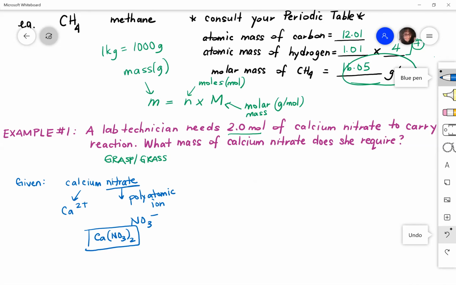And you'll need to know this in order to solve for your molar mass. So based on the information that we're given in the question, we know that we have number of moles of Ca(NO3)2, which is 2.0. And we can also calculate the molar mass of Ca(NO3)2 by using our periodic table.